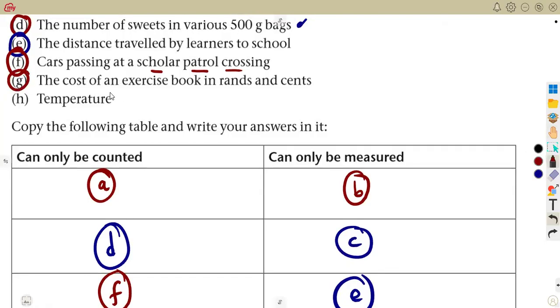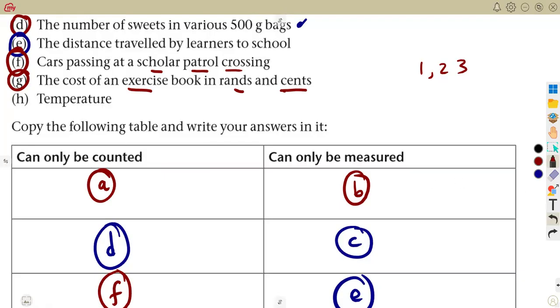The cost of an exercise book in rands and cents is under measure. If you talk of cost, you put it under measure because there are decimals there, rand and cents. It is 1,23. We don't have decimals, remember, on things that are counted. No, just whole numbers. There are 2 people, there are 3.